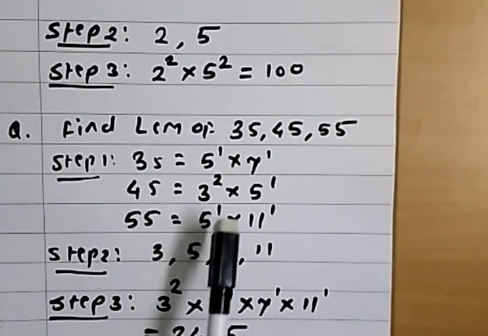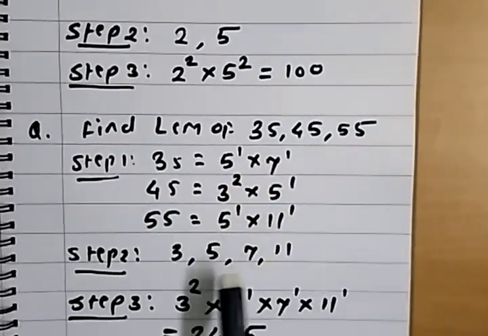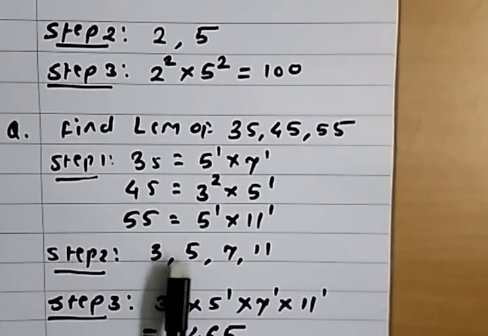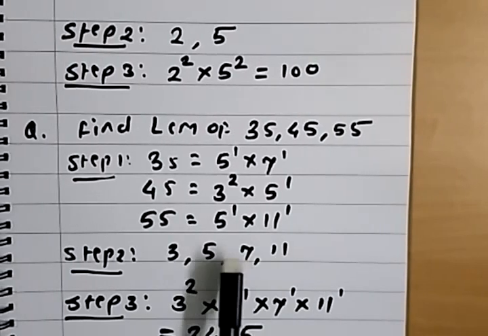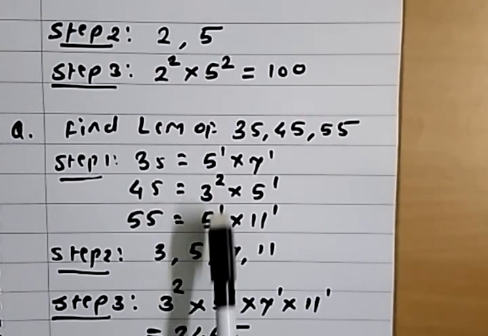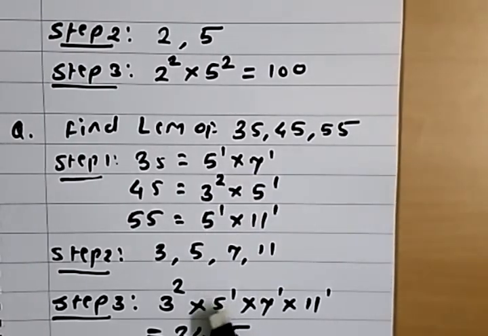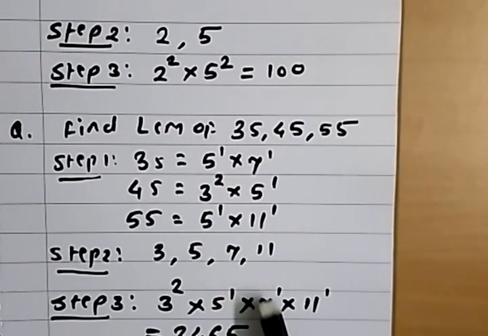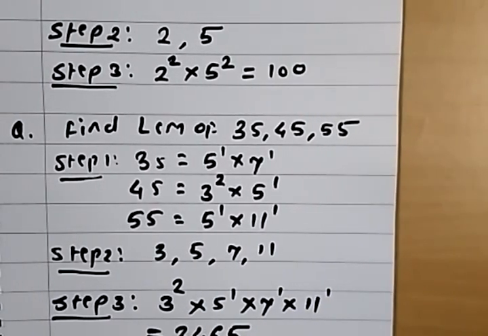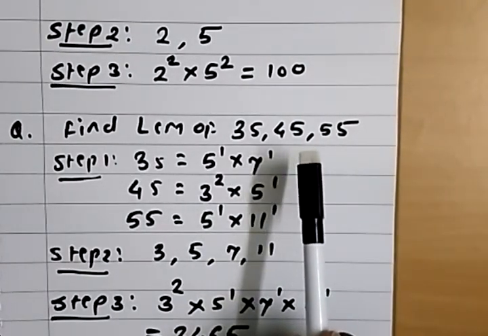Step number 2 says collect the distinct factors. So the distinct factors here are 5, 7, 3 and 11. So write all those: 3, 5, 7, 11. Step number 3 says raise these to their highest power available and multiply. So 3's highest power available here is 3 square. 5's available power here is 1, so 5 raised to 1. And 7's available power is 1. And 11's available power is also 1. So let's multiply those. If we multiply those, we get 3465. So 3465 is the LCM of these three numbers.